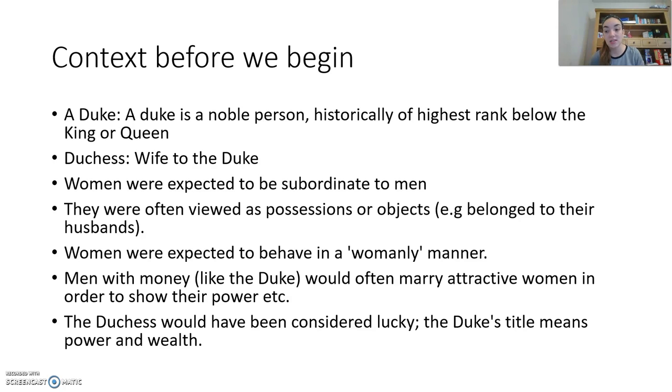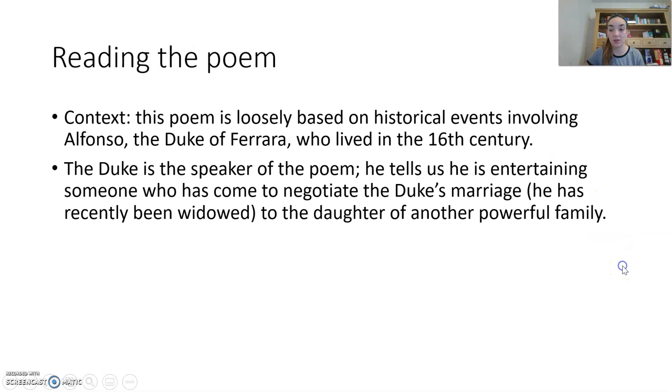And women were expected to behave in what was known as a womanly manner. So there would have been certain things that women were expected to do or not to do. Men with money, specifically like the Duke, would often marry attractive women to show their power. And the Duchess would have been considered lucky because the Duke's title meant she had power and wealth, okay? The times that this is based off of were obviously quite different to the times that we live in now, alright? Obviously if you want to pause and make some notes, that's fine.